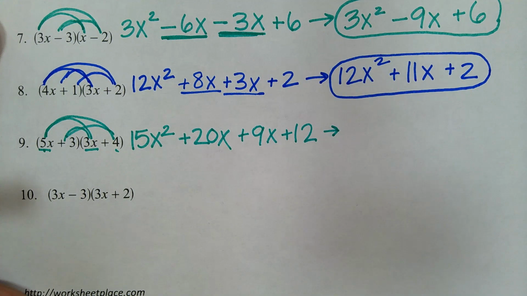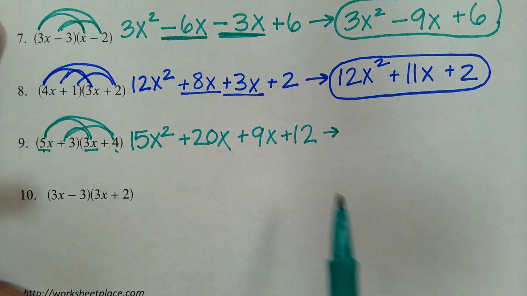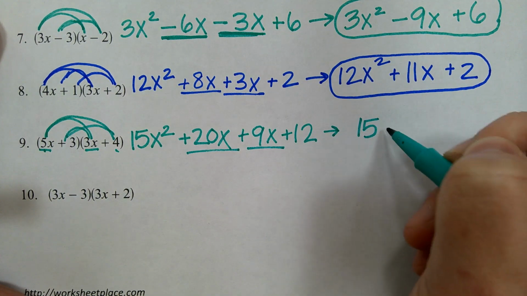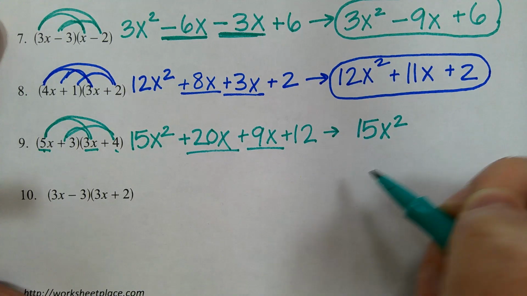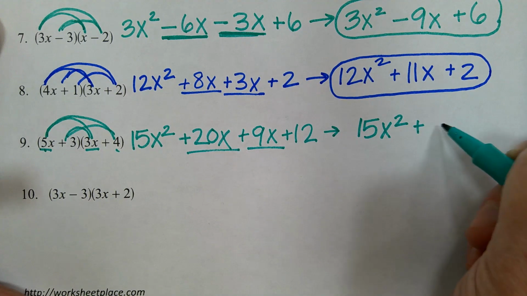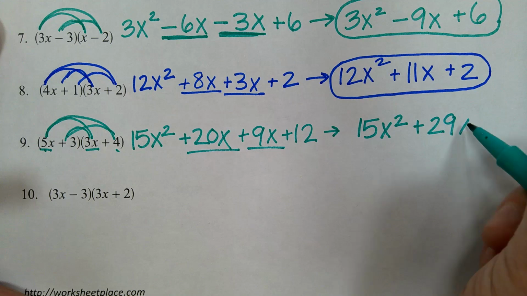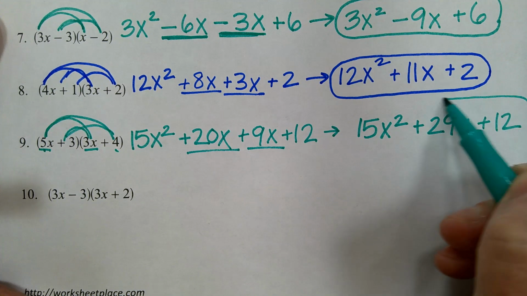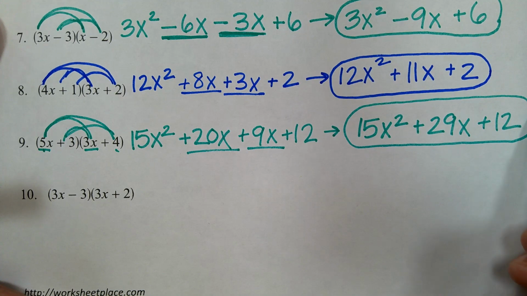And what's our last step? Combine. 20x plus 9x is 29x. So let's rewrite it. 15x squared plus 29x plus 12. And we cannot go any further. That's our answer.